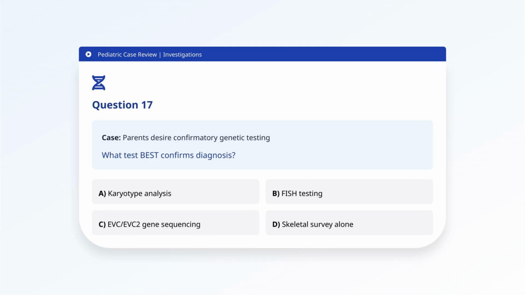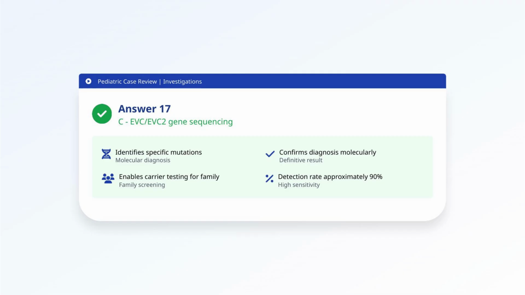Option B, FISH testing. Option C, EVC and EVC2 gene sequencing. Or option D, skeletal survey alone. The correct answer is C, EVC and EVC2 gene sequencing. This identifies specific mutations and confirms the diagnosis at the molecular level.